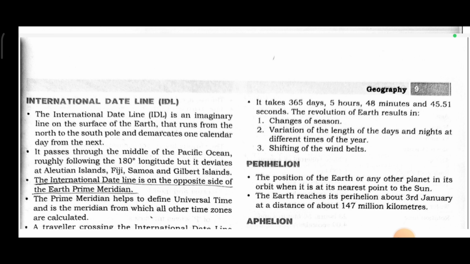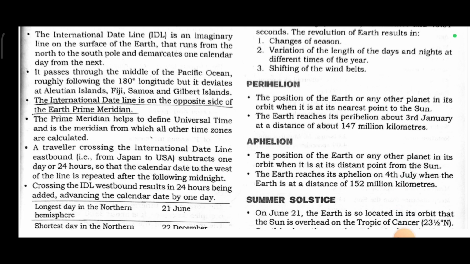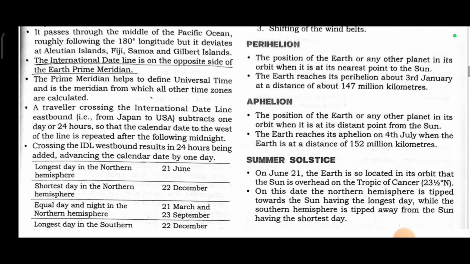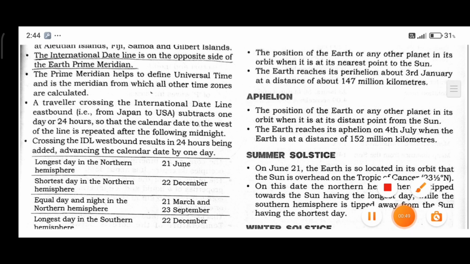It passes through the middle of the Pacific Ocean roughly following the 180-degree longitude, but it deviates around the Aleutian Islands, Fiji, Samoa, and Gilbert Islands. The International Date Line is on the opposite side of the Earth from the prime meridian. The prime meridian helps to define universal time and is the meridian from which all other time zones are calculated.